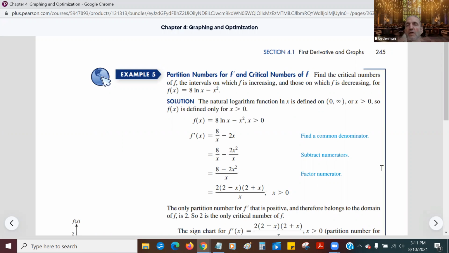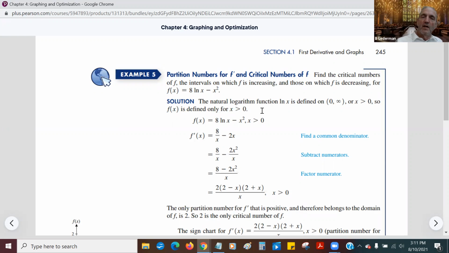Okay, let's look at the next example. Partition number for f prime and critical numbers of f. So find the critical numbers, where f is increasing and those where f is decreasing for f of x equals 8 ln x minus x squared. And the natural logarithm is only defined for positive numbers. x has to be greater than 0. So therefore f of x is only defined for x greater than 0.